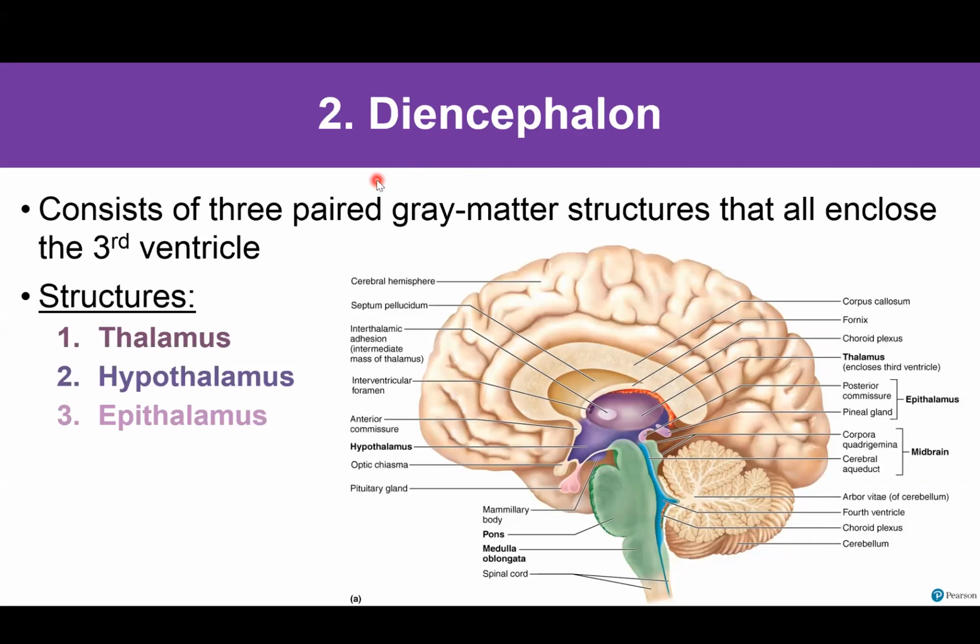So the diencephalon, again, are these three paired gray matter structures, all of which enclose the third ventricle. They're highlighted here in various purple colors. First is the thalamus, and that would be this portion here. Then we have the hypothalamus, and hypo means below. As you can see, this region is the hypothalamus. It is below the thalamus. And third, we have the epithalamus, which is located at the posterior portion, underneath and sort of behind the thalamus as well. So we're going to talk about each of these individually as we move through this lecture.